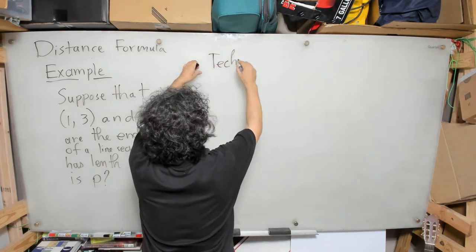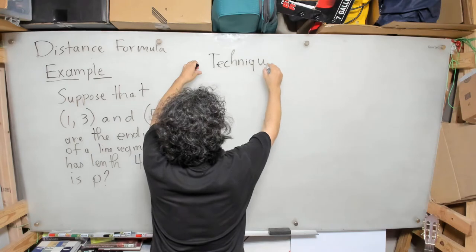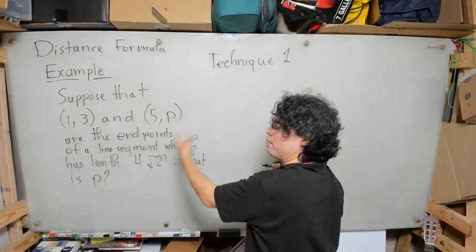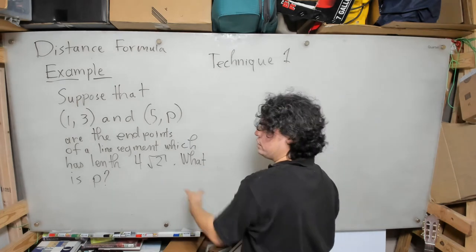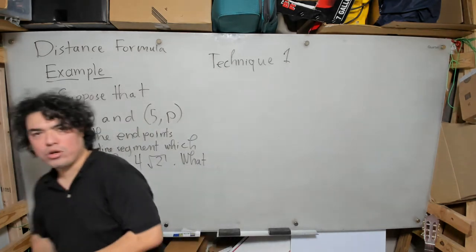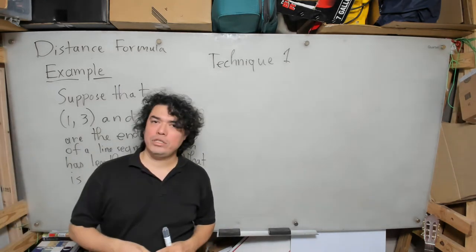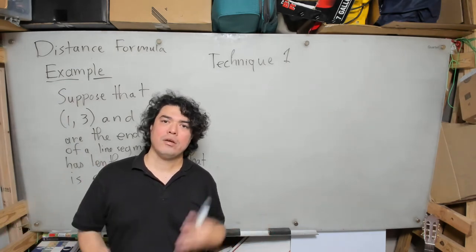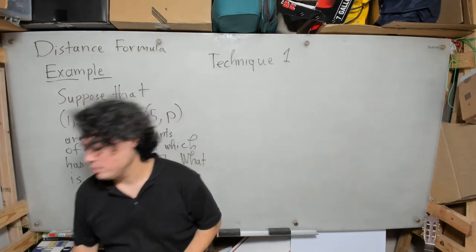we're going to use the distance formula. Why? Because they tell us that (1, 3) and (5, p) are the endpoints of a line segment which has length 4 square root of 2. So therefore, we have two endpoints of a segment. We have the length. Of course, the distance formula makes sense.